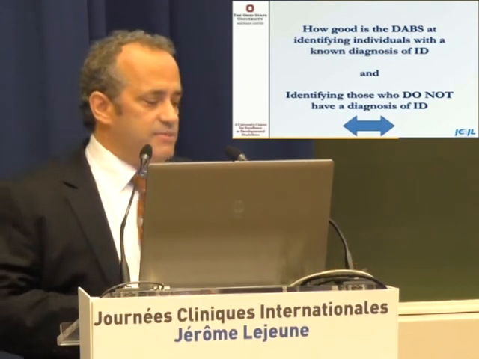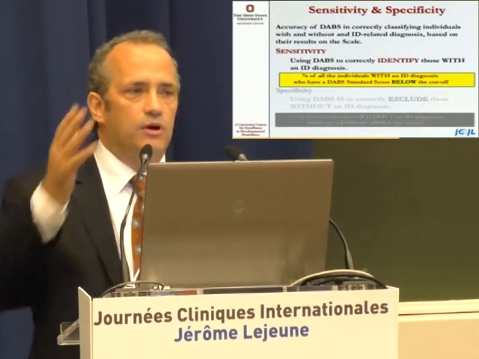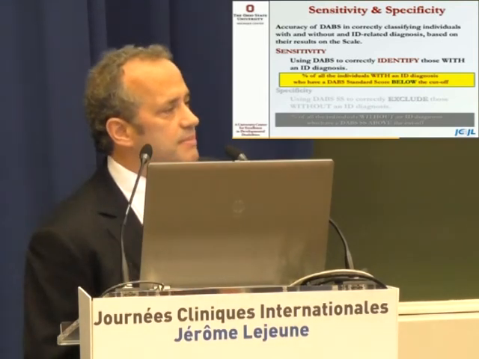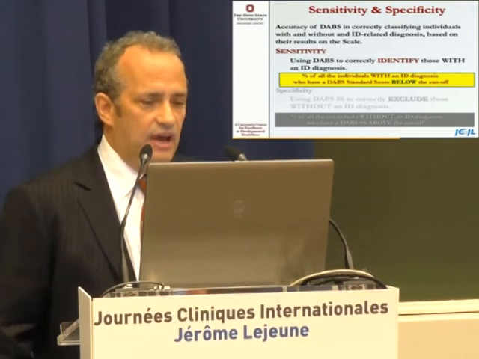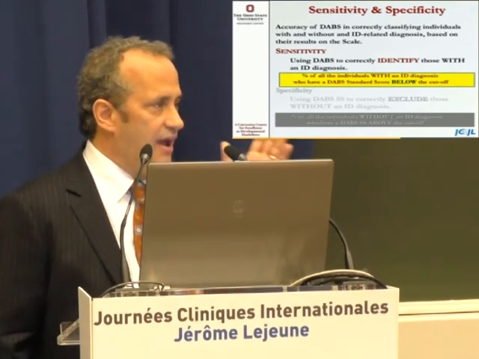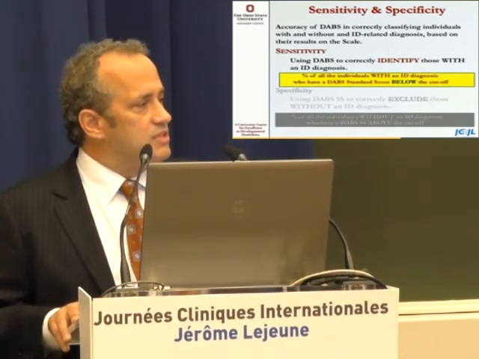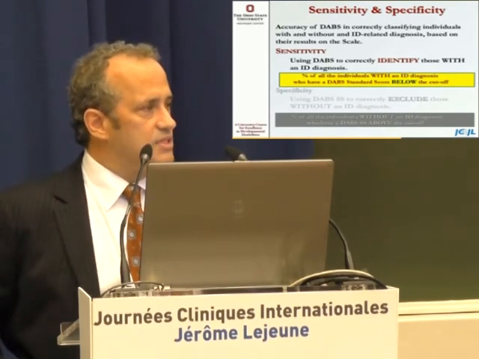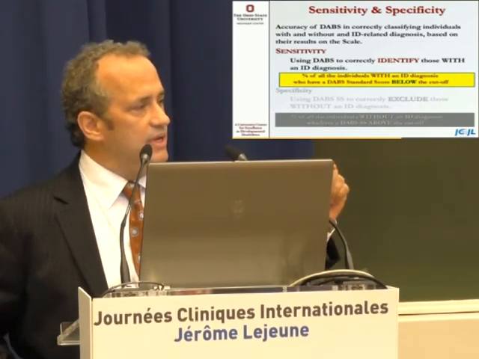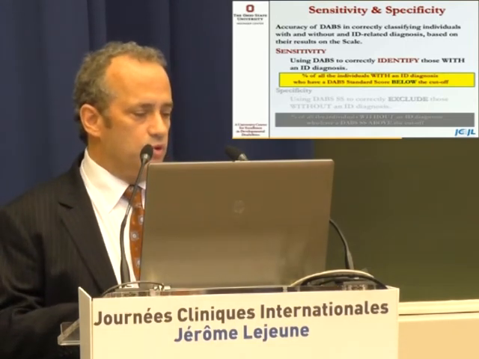So how good is the DABS, and I'm almost finished, how good is the DABS at identifying people who have a diagnosis? And we heard Wayne Silverman talk yesterday a little bit about sensitivity and specificity. So we wanted to look at sensitivity. Out of a sample of 1,000 people, we had roughly 900 that had no intellectual disability, and we had a large number who had an intellectual disability, and wanted to see if we could discriminate based on the DABS who had mental retardation from those who didn't.